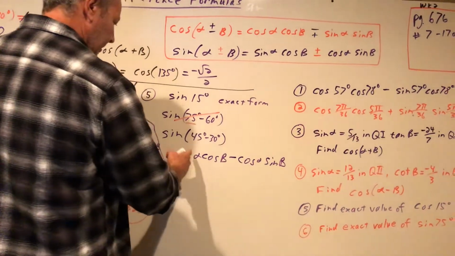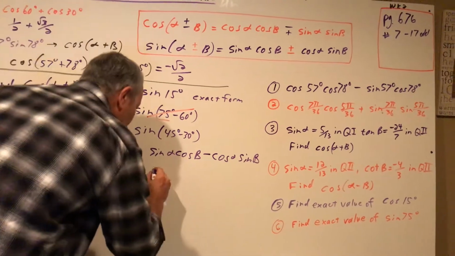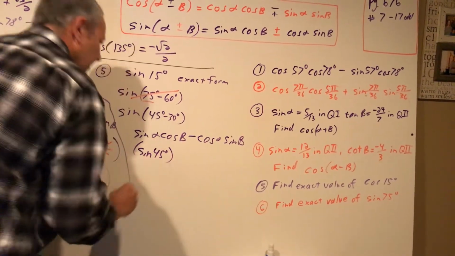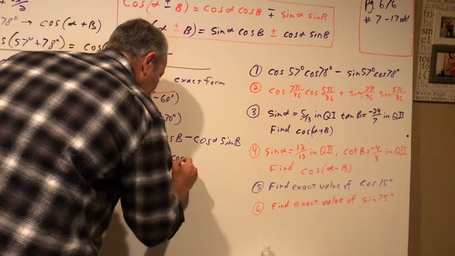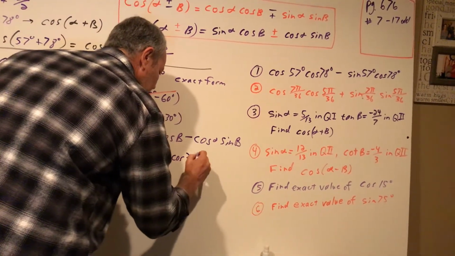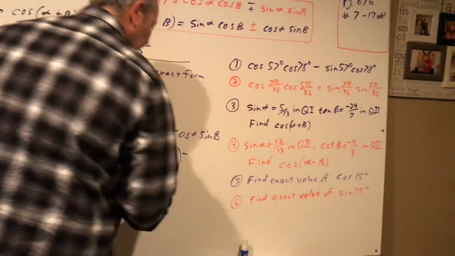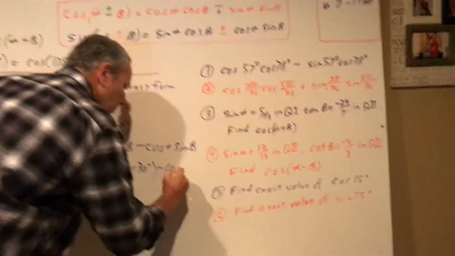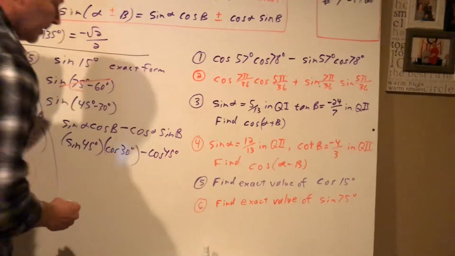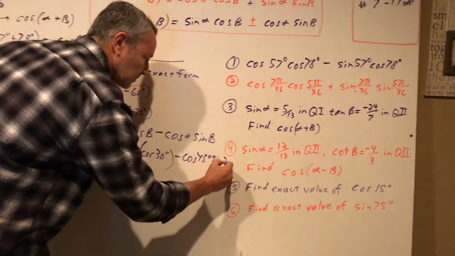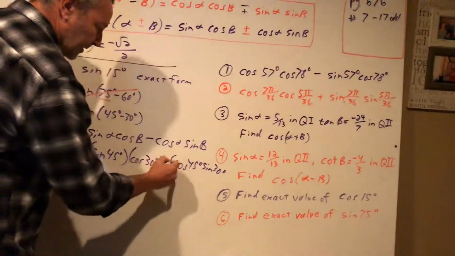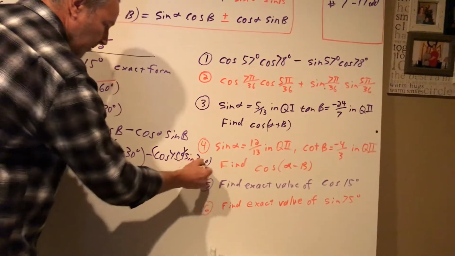Sine of alpha. Well, alpha is 45. So I have sine of 45 degrees. And then cosine of my second angle, which is 30 degrees, minus cosine of alpha, cosine of 45, my first one, and sine of 30. Running out of room over there, okay? All right, and these are multiplied together over here as well.